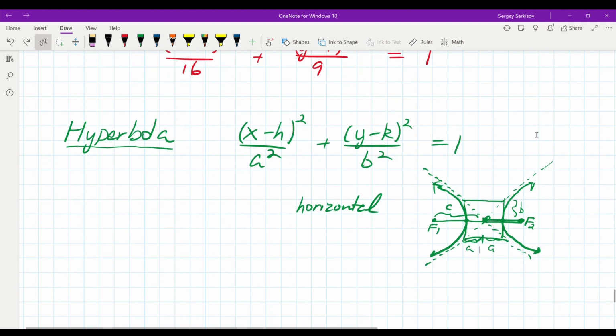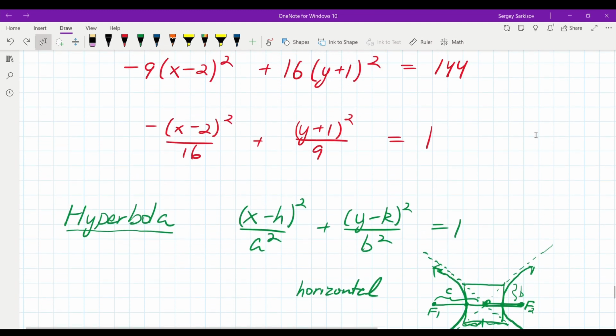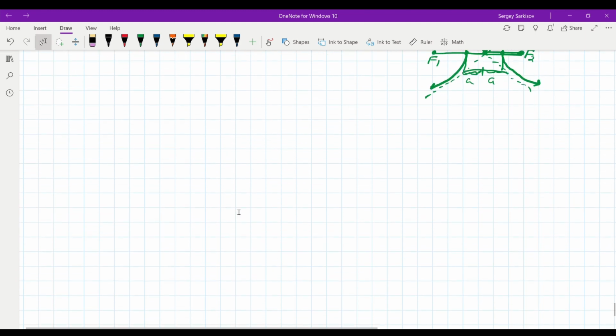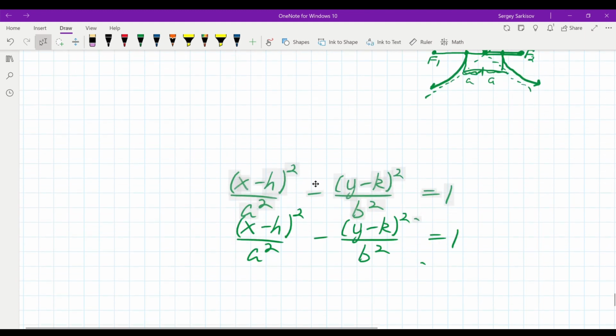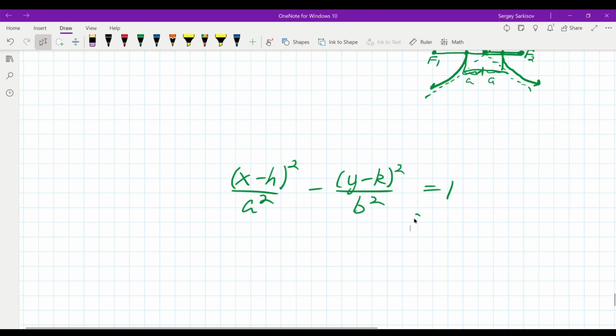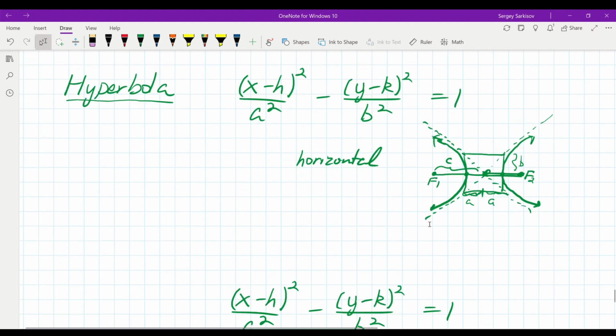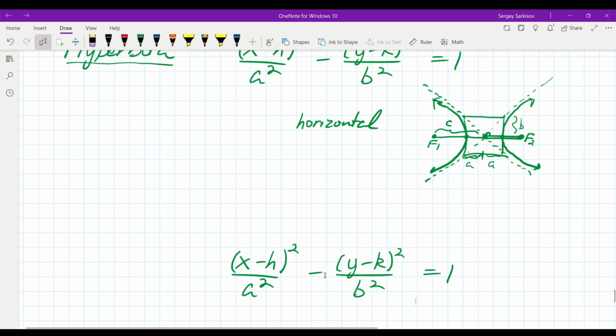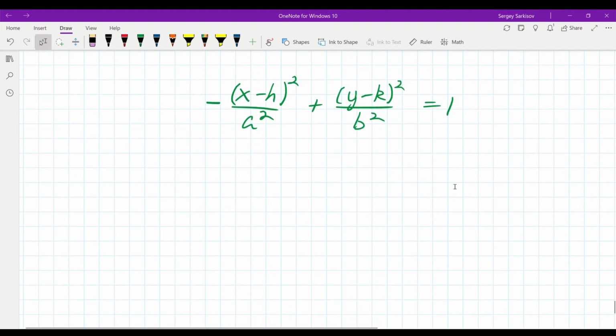But that's horizontal, and we actually have a vertical one. Oh, and sorry, I should put a minus here. The whole point is there's a minus. If you take the same equation but you have a negative on the x squared and a positive on the y squared, so I'm going to put a minus here and a plus here, then it will be vertical. And that's our example.